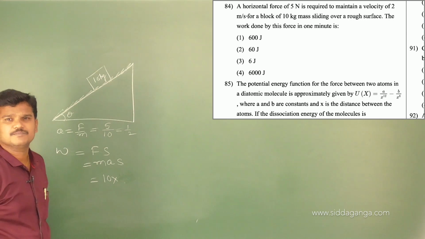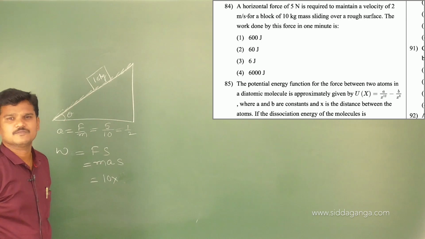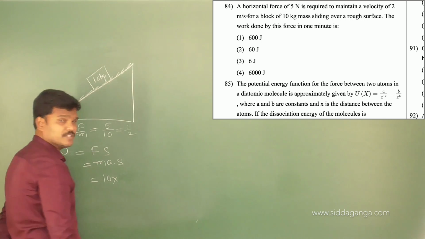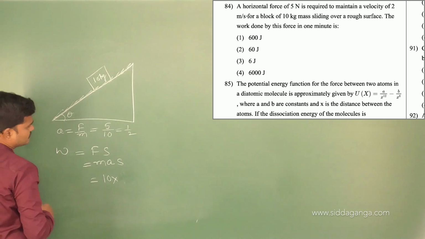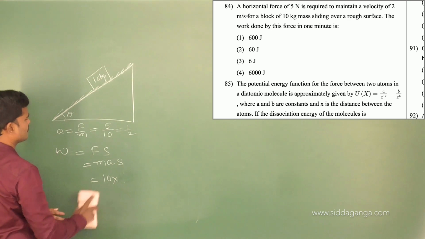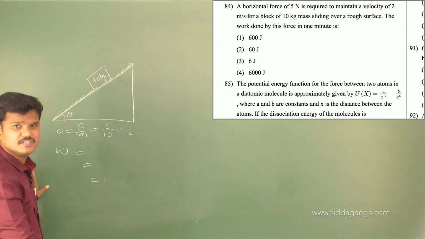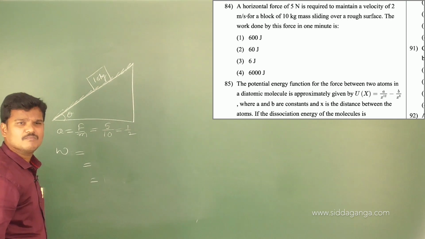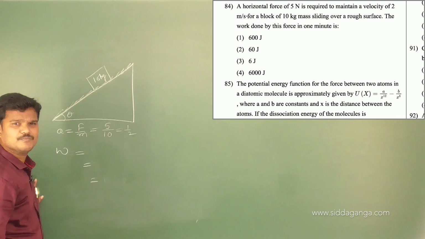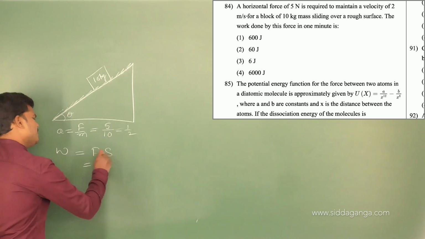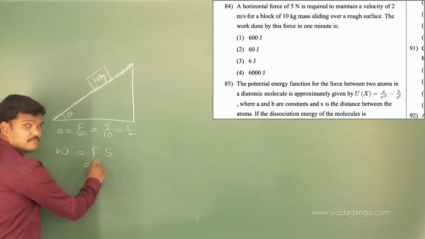5 Newton, simple question this is, over a rough surface, work done by the force. So work done by the force is mg sin theta, but theta is also not given. So a is equal to F by m. F s, F is how much? 5.